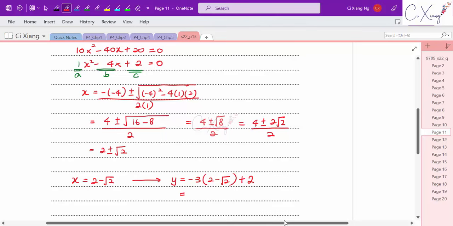When you simplify from here, I will have negative 4 plus 3 square root 2. And we have to leave our answer in the exact form. So this is the coordinate for P, where it is 2 minus square root 2, and negative 4 plus 3 square root 2.